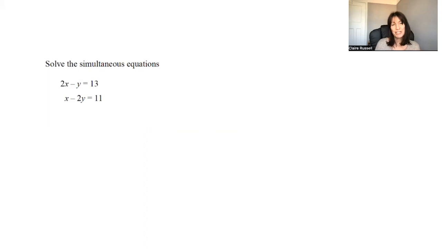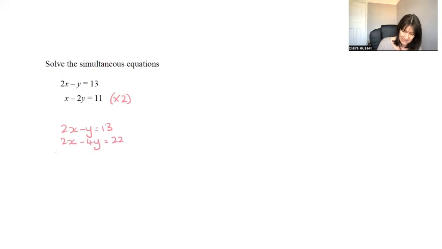Okay, so the first thing that we're going to do here is get those x's to match. At the moment, I've got a 2x on the first equation and an x on the second. I want them matching. So I'm going to multiply this one up by 2, which is then going to give me 2x minus y equaling 13. That's the top one. I don't need to change that one. And then when I times through the bottom one, I'll end up with 2x, and then double it, I'll get minus 4y, double it, I'll get 22.